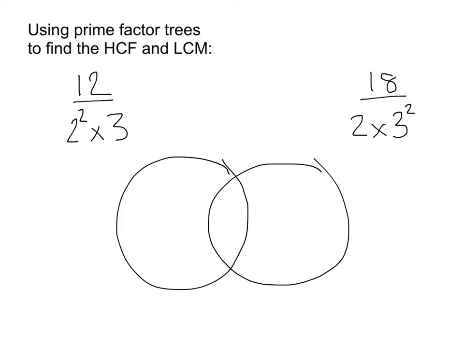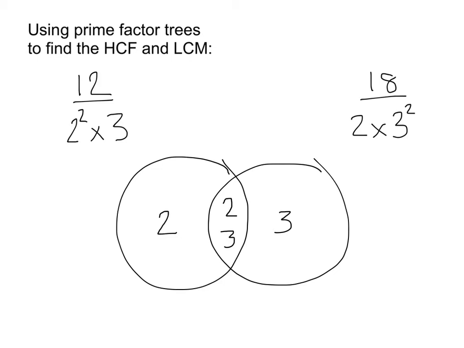So looking at 12 and 18, they have a 2 in common. So I'll put that 2 in the middle. And looking at 12 and 18, we also have a 3 in common, so I'll put that in the middle. Now that I've done that, I can see that 12 has an extra 2, so I'll put that on the left, and 18 has an extra 3, so I'll put that on the right.